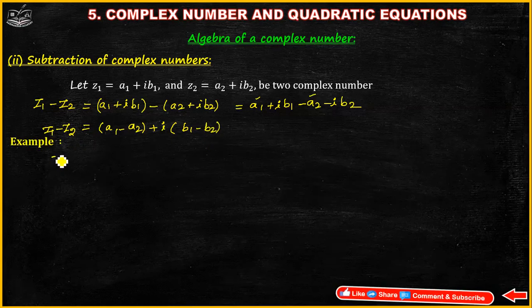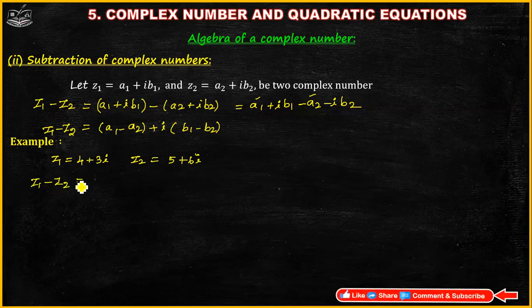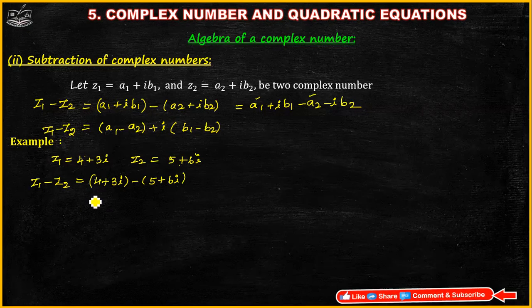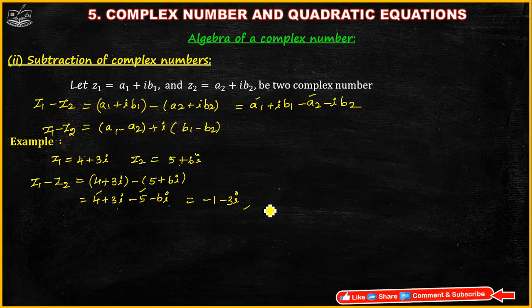See the example. z1 is equal to 4 plus 3i and z2 is equal to 5 plus 6i. Two complex numbers; separate them in the same way for z1 minus z2. Separate the real part and the imaginary part, that's all. If you have a doubt, write it as 4 plus 3i minus 5 plus 6i, and calculate: 4 plus 3i minus 5 minus 6i. Simplifying, the real part is 4 minus 5, which is minus 1, and the imaginary part is 3i minus 6i, which is minus 3i. So the answer is minus 1 minus 3i.